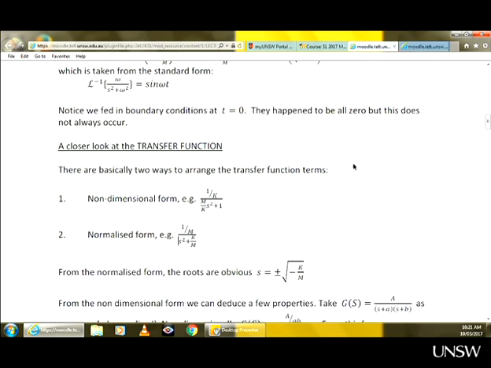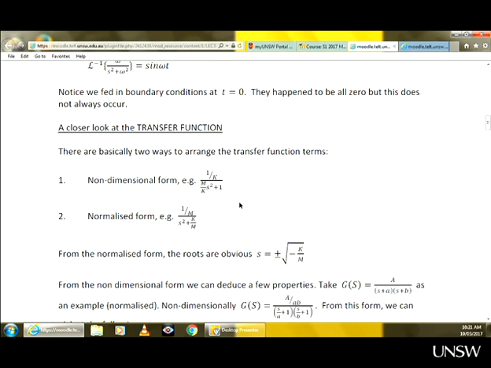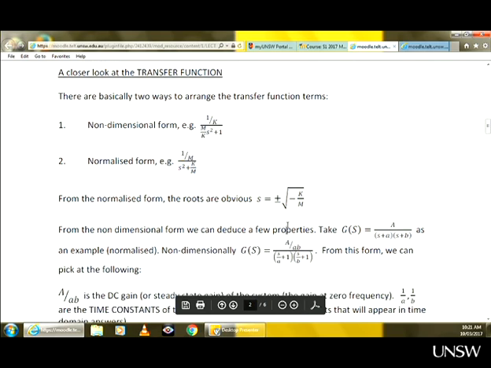Another advantage of normalizing the transfer function is that you can immediately see what the roots of the denominator are. In this case, there will be 2 roots, plus minus square root of minus k over m. But what is the relevance of the non-dimensional form? We'll take a slightly different transfer function, still second order, but it will have 2 real roots in the denominator for a change.